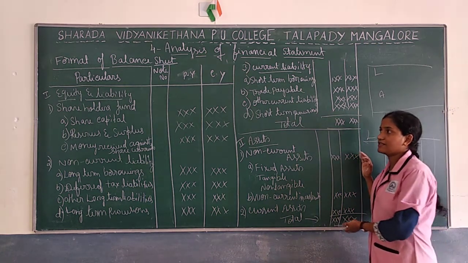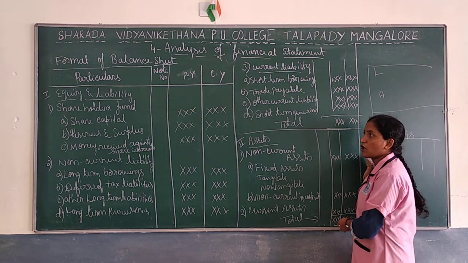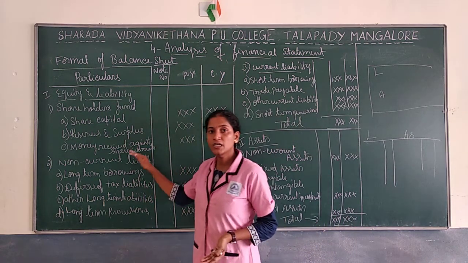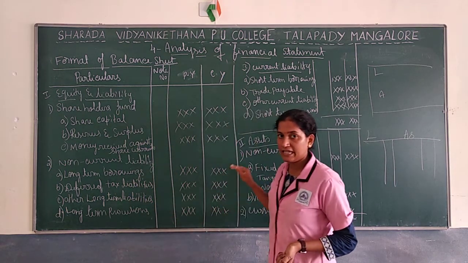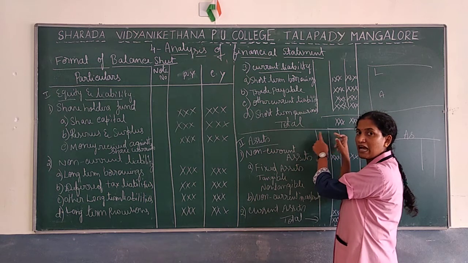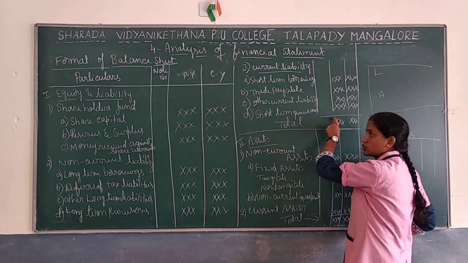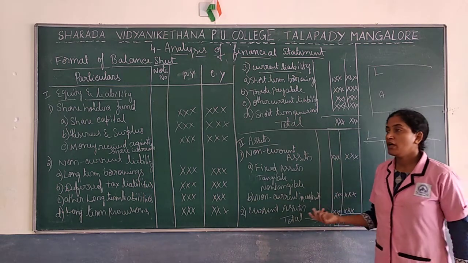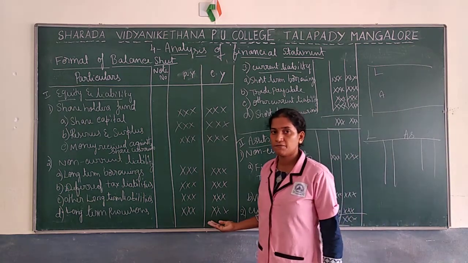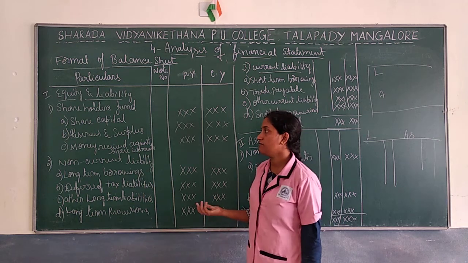That is what I have written in the format. Okay, this format: first you have to prepare the liability side. After preparing the liability and getting the total, you have to get the asset. The asset total should be equal to the liability total. Okay, companies maintain this form of balance sheet.